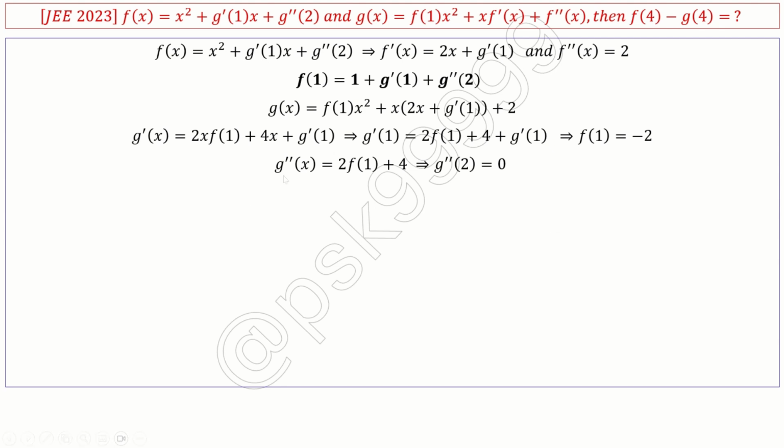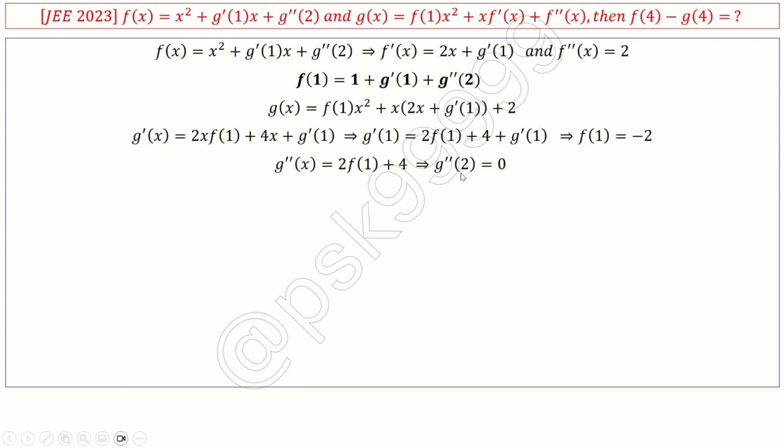Now g double dash x is 2 times f of 1 plus 4, because if there is x here, this x will go off. Now g double dash 2 is nothing but this, which is equal to 0 because f of 1 is minus 2. If I substitute, minus 2 into 2 is minus 4. Minus 4 plus 4 is 0. Now you got g double dash 2 also. Now what is left?